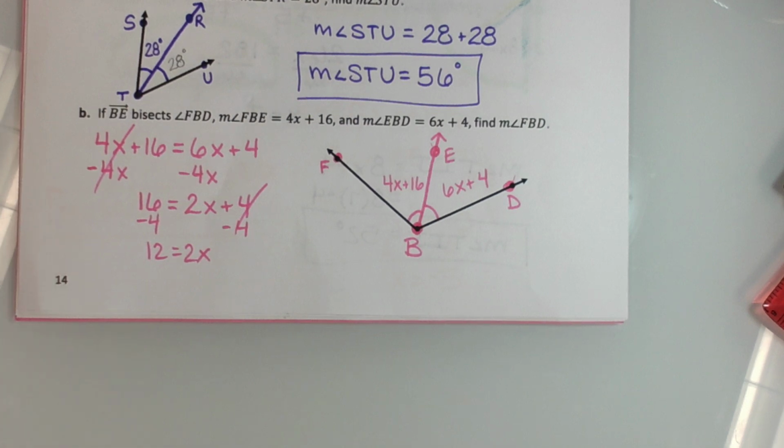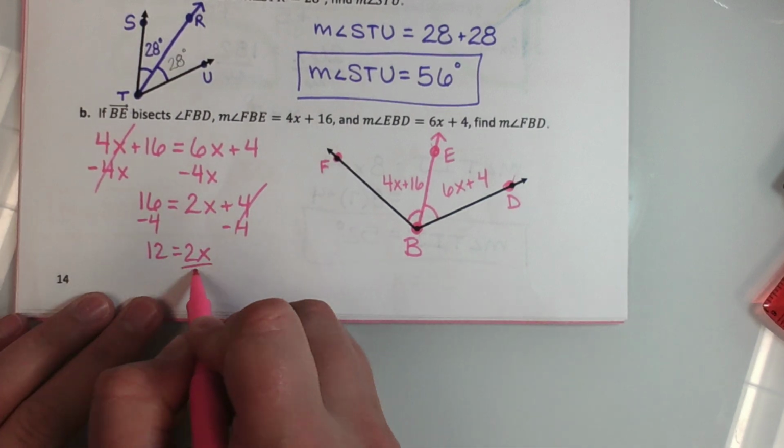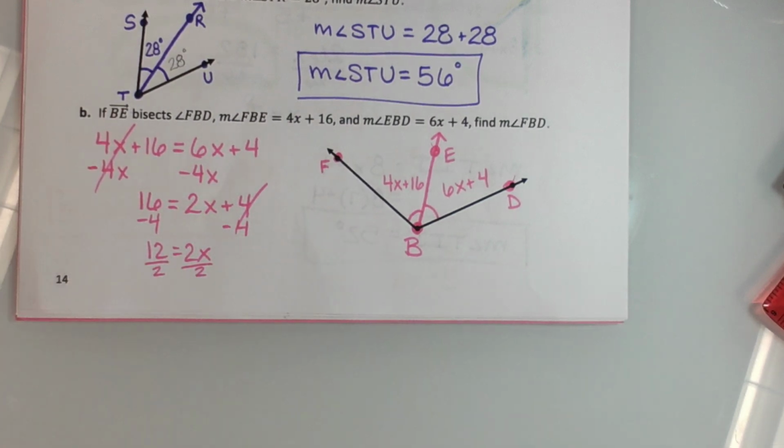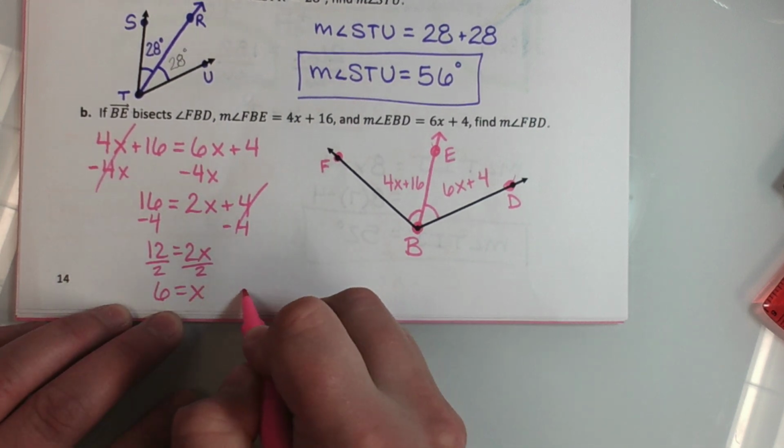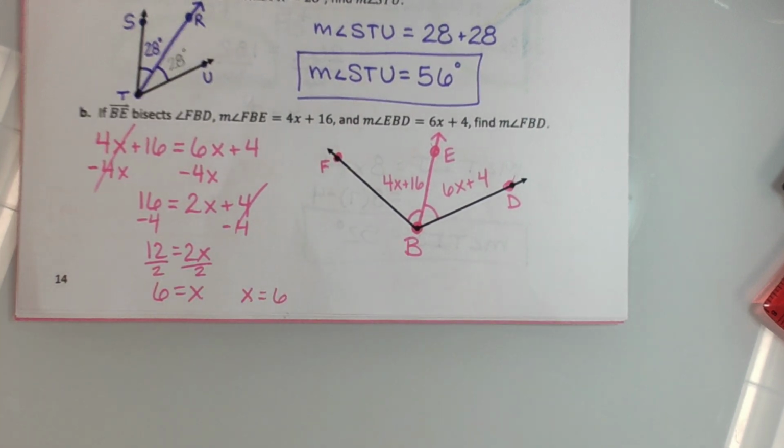Kylie, if I'm solving for x, how do I finish that? And what do we get? And that question was for anyone. What do we get? 6. 6 is equal to x, also known as x is equal to 6. Is that what we were told to solve for? No.